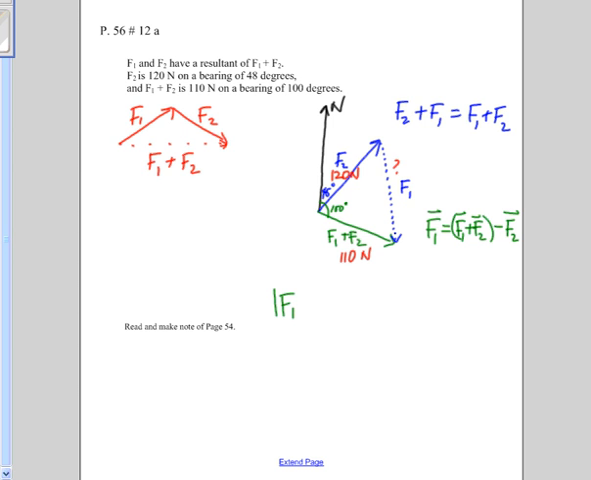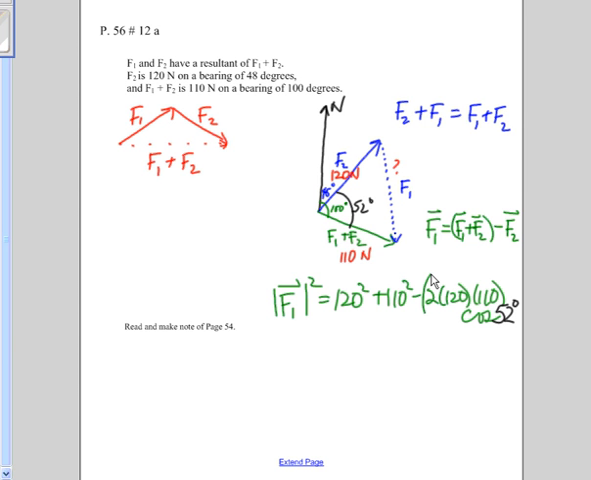The magnitude of force 1 squared equals 120 squared plus 110 squared minus 2 times 120 times 110 times cos of the angle between them. This angle is 100 minus the 48, 52 degrees. Make sure your calculator is in degree mode.